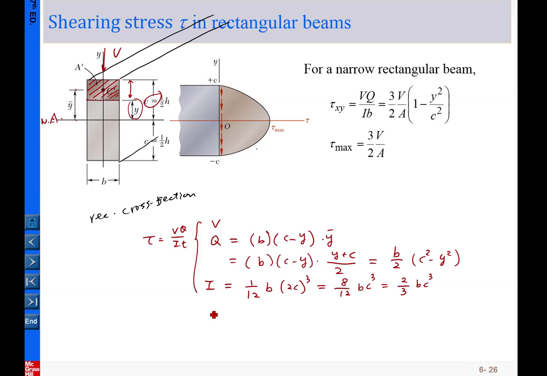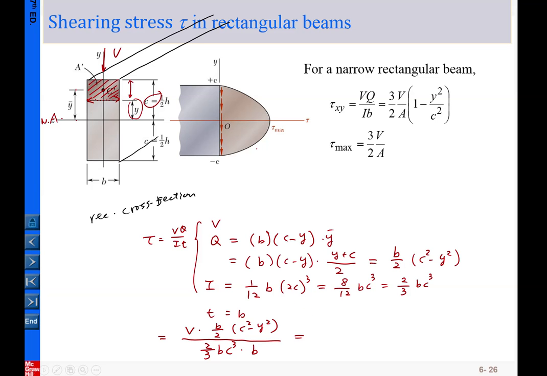And what is t? t is the width here, so t equals b. So we plug in everything. In this case, that is V times b over 2 times c squared minus y squared, and I is 2/3 bc cubed, and times t equals b. By doing this, we can try to simplify things.